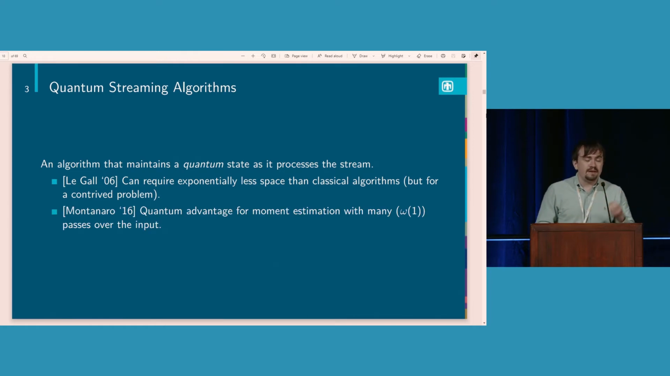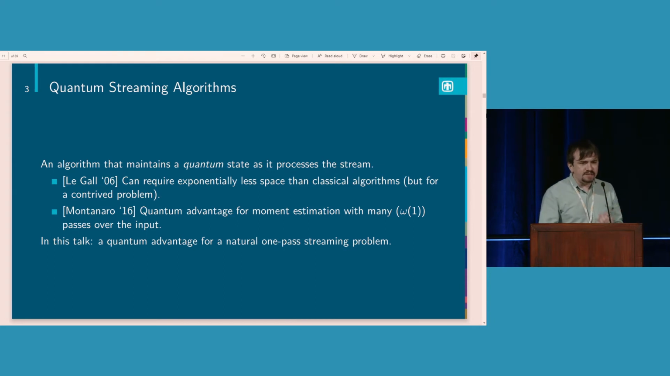Later on, it's been shown that there is a very natural problem, the moment estimation problem, which also admits quantum advantages. But this is an advantage in terms of how much space you can save when you have many, many passes over the input. So what I want to tell you about is an example of a problem that has been extensively studied in classical streaming and that admits a quantum advantage even in the traditional model where you only get a single pass over the input.